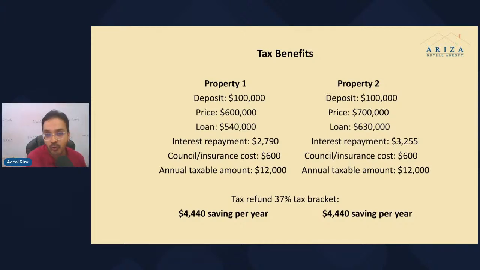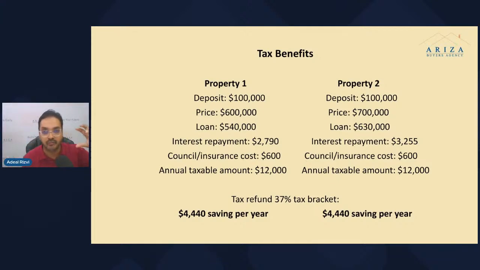Remember, if you bought your own home, there were no tax benefits essentially. In this case, you're getting tax benefits. The first thing is all your interest repayments are tax deductible. All the council rates, insurance cost, maintenance cost, all the property management fees, all the improvements you're doing, they are tax deductible because it's an investment. So essentially, your annual taxable amount actually reduces.